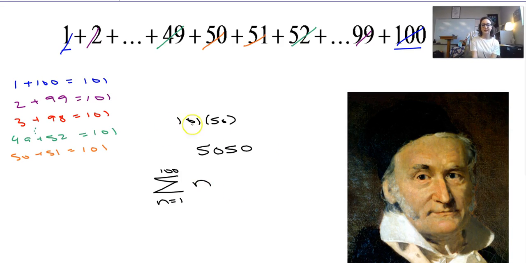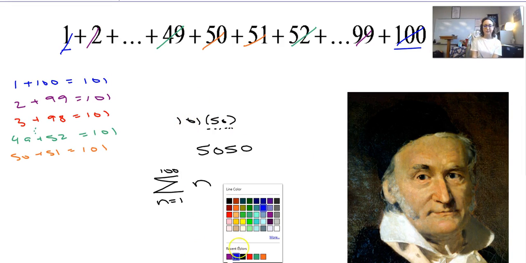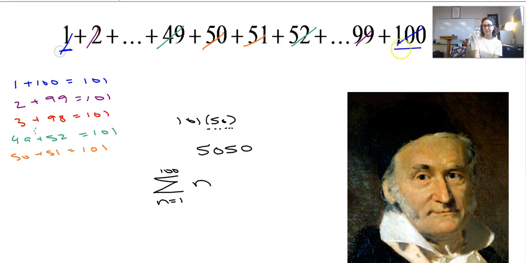Now let's talk about where this 101 and this 50 came from. Let's talk first about 50. Where did the 50 come from? The 50 is the number of pairs, right? In other words, it's your total number of terms divided by 2. Okay, so how many partners, right? And then where did the 101 come from the very first time? The very first time we found it, it was when we took the first term plus the last term, okay?